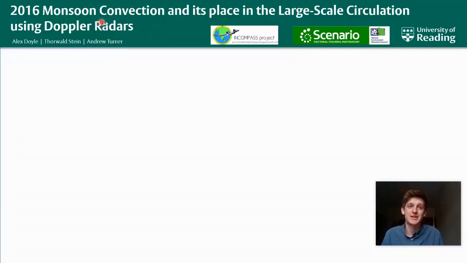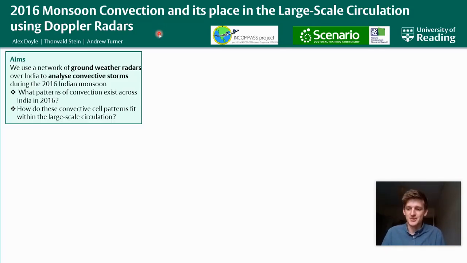I'm going to speak to you today about 2016 monsoon convection and its place in the large-scale circulation using Doppler radars. So our aims then: we use a network of ground weather radars over India to analyze convective storms. Now you might associate radars with nowcasting and forecasting of rainfall. However, we can also use archive radar data to better understand convection.